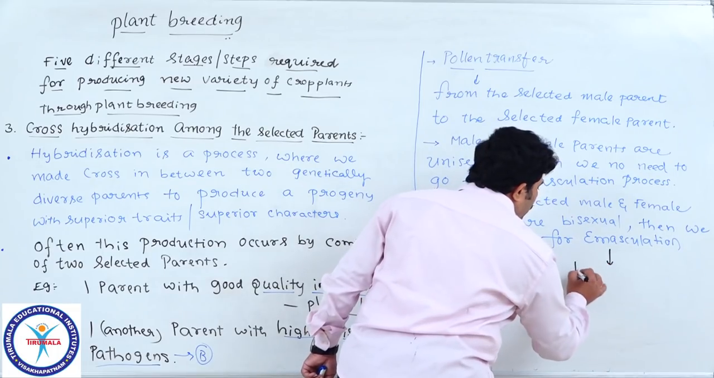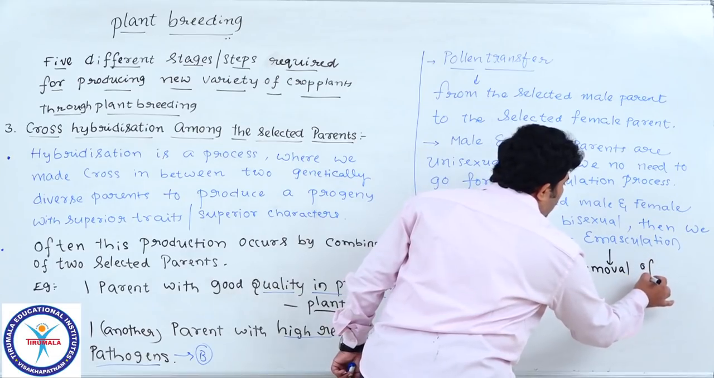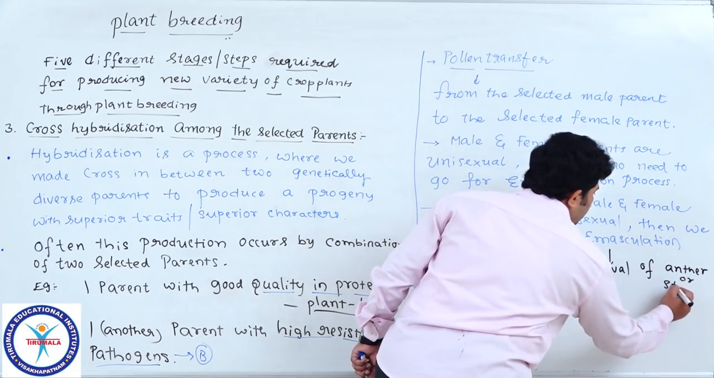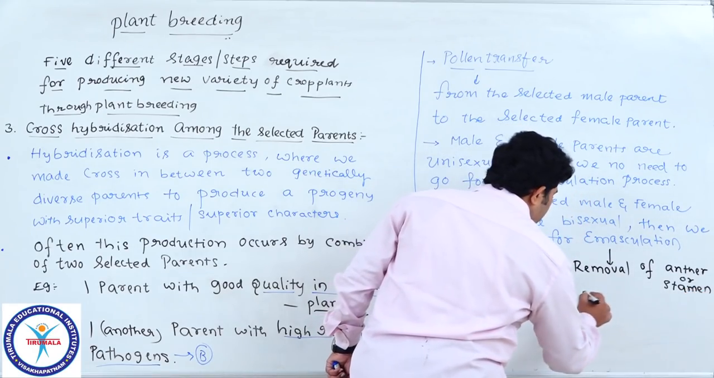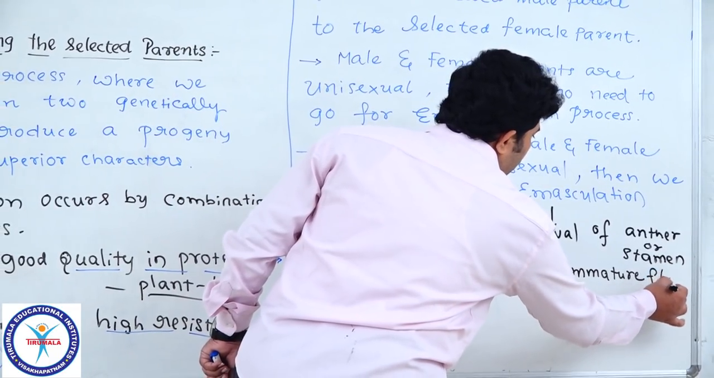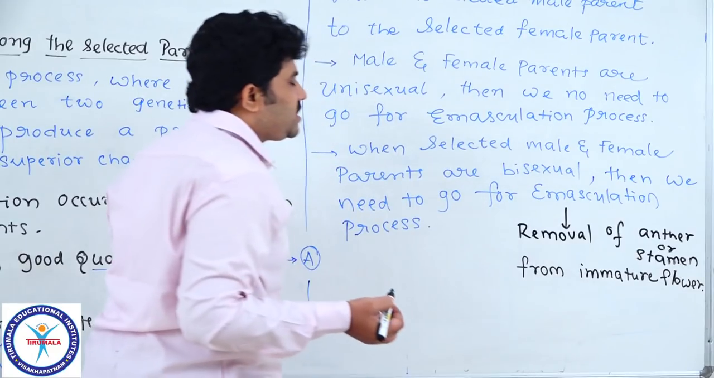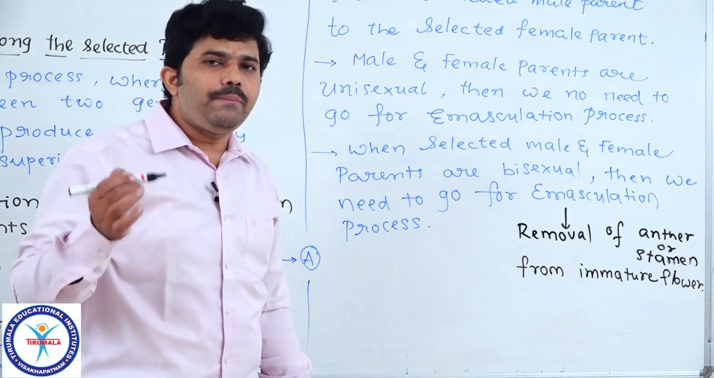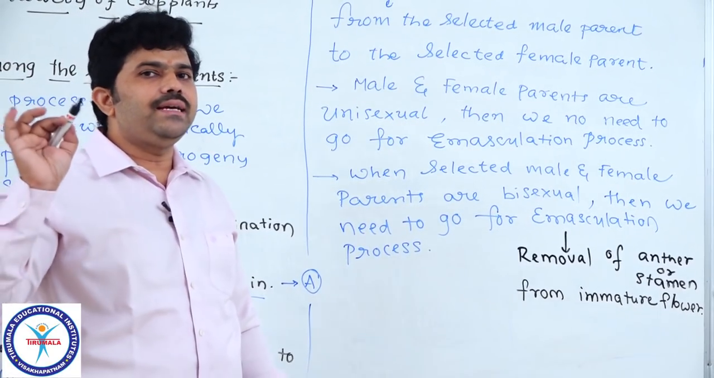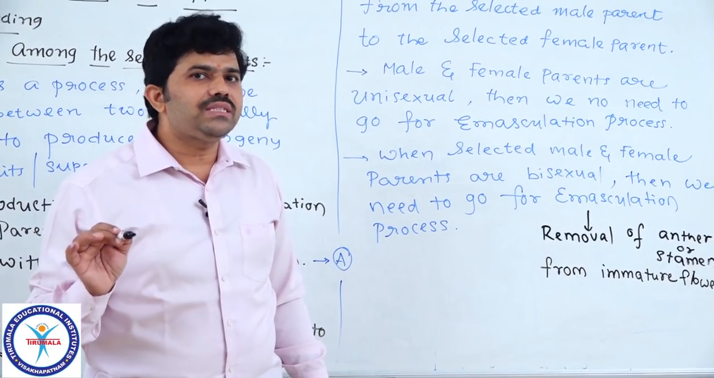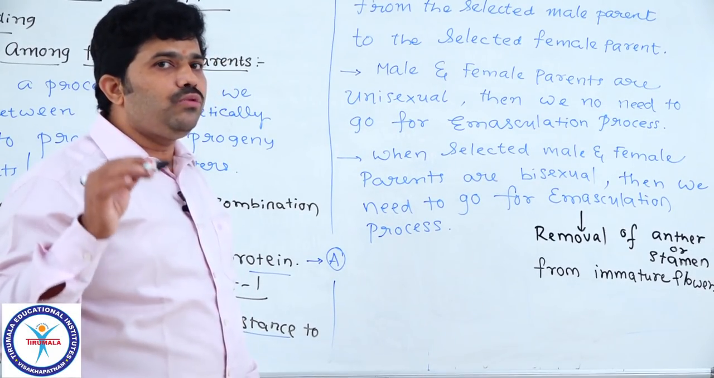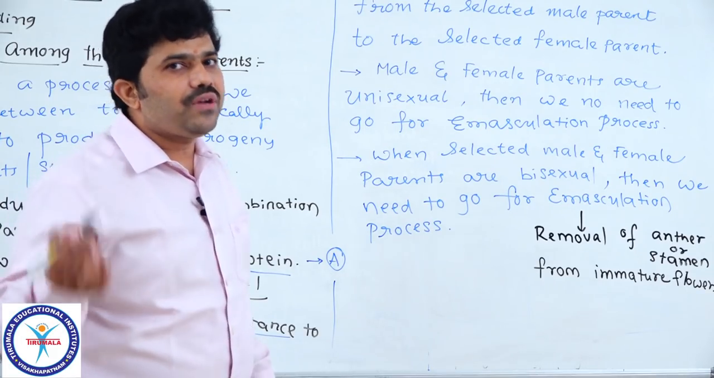In the emasculation process, we have to remove the stamens from the immature flower. The flower is in the budding stage. We go and remove the anthers from the plant which we marked as the female plant. We leave only the female reproductive organs like the gynoecium. We should not give a chance for the male reproductive organs, anther or stamen, to stay. Before maturity we have to remove them, otherwise what happens? If we remove them slowly after the maturation of the flower, what happens?